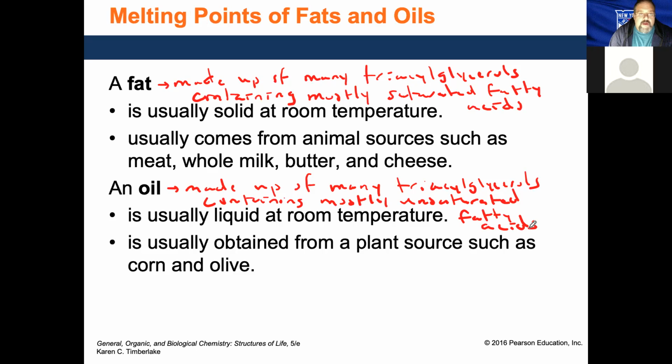Now, there are some oils, such as palm oil and coconut oil, that are solids at room temperature. And basically what I usually say is that they have all the properties of being an oil, except that instead of being a liquid at room temperature, they're a solid at room temperature. And the main reason for that is that coconut oil actually has a very high percentage of saturated fatty acids.